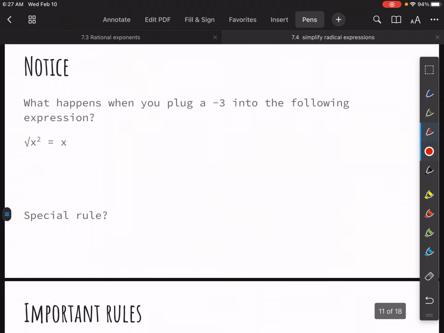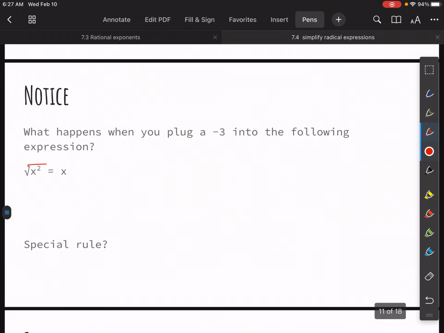Notice what happens when you plug a negative 3 into the following expression. Now we're considering an expression where we have an x instead of a number that we're plugging in here. When you plug a negative 3 into the square root of x squared, what you end up with is the square root of negative 3 squared, which is the square root of 9, which is just 3. So the special rule here is this: if you plug a negative into this, you'll get a positive out.